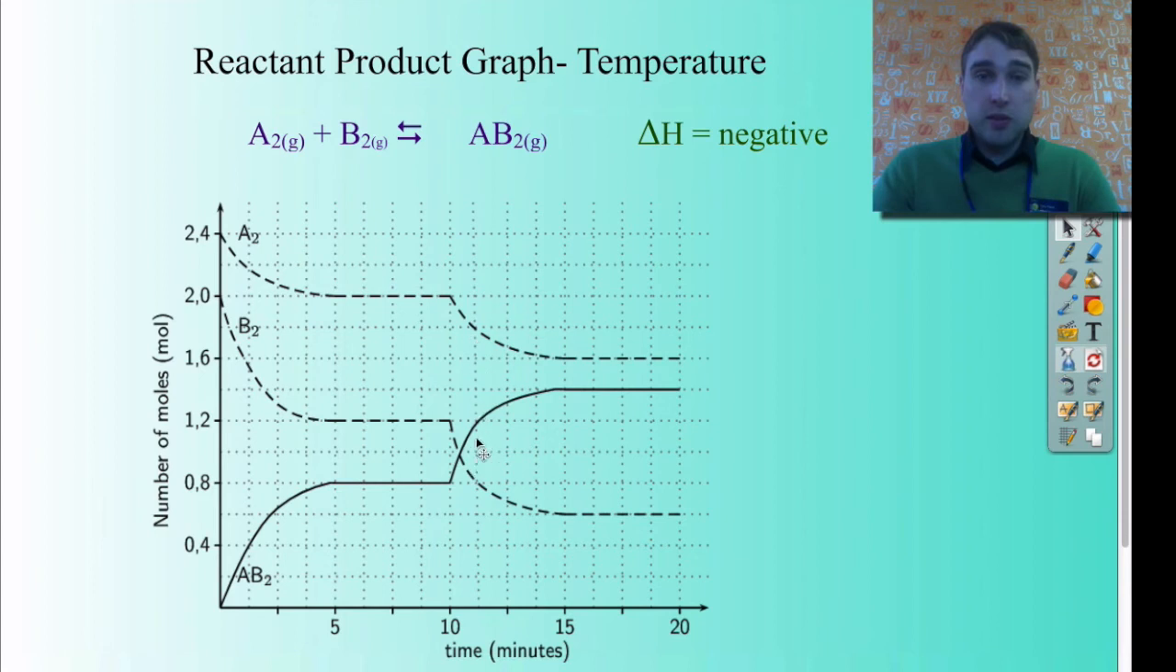We're reducing the concentration of A2 and B2 and increasing the concentration of AB2. So we're favoring the forward reaction. In this case, if delta H is negative, that means we need to have cooled down the system. If we cool down the system, it's going to move in the direction that produces more heat energy. In this case, it's shifting over to the right, so we're making more AB2.